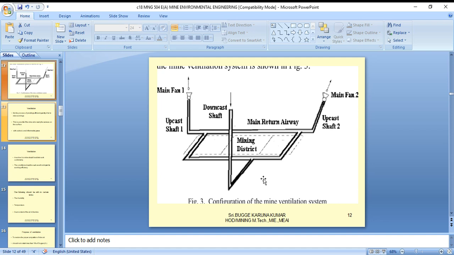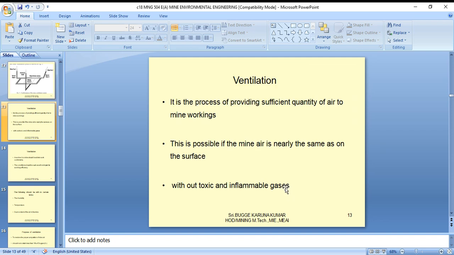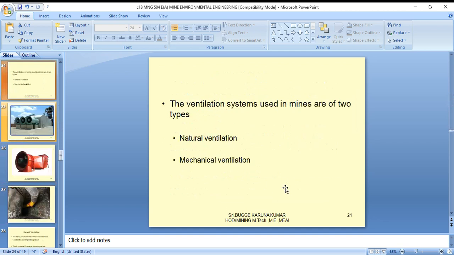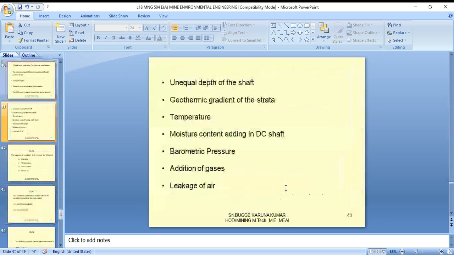I hope you enjoyed today's class. Go through the standard textbooks of G.B. Misra or Dr. Deshmukh, which cover the fundamentals and nomenclature of natural ventilation and mechanical ventilation systems. In further classes, I will explain the various types of distribution systems. With this, I conclude.